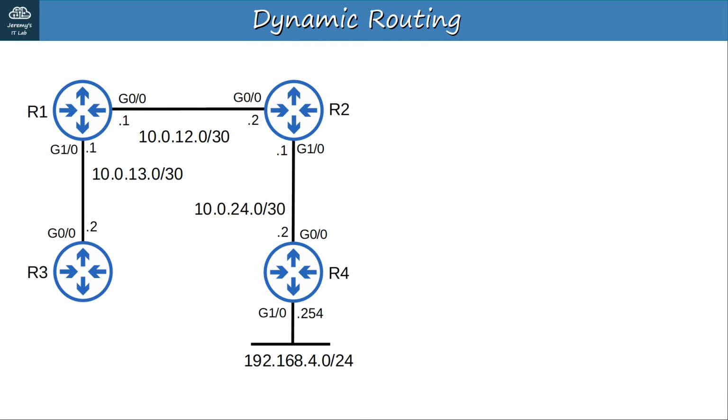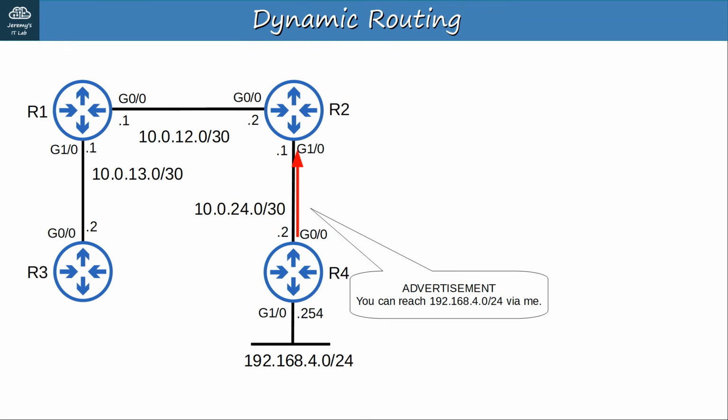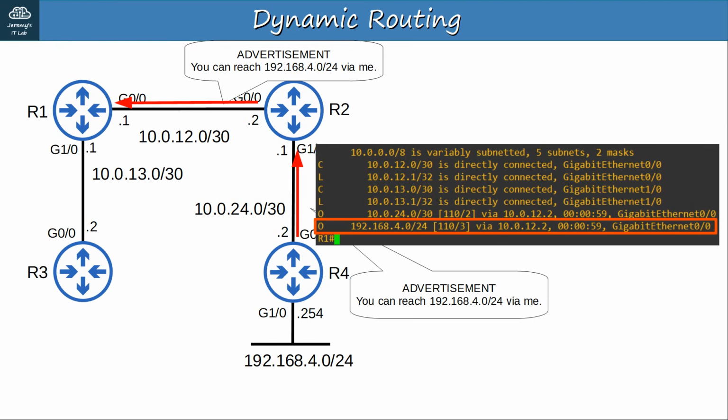Instead of configuring static routes on each of these routers, we can enable a dynamic routing protocol on them. Then, R4 will advertise this 192.168.4.0/24 network to its neighbor, R2, saying, "You can reach this network via me." R2 will add that route to its route table. It will then advertise the same thing to R1, telling R1 that it can reach 192.168.4.0/24 via R2. R1 will add this route to its route table.